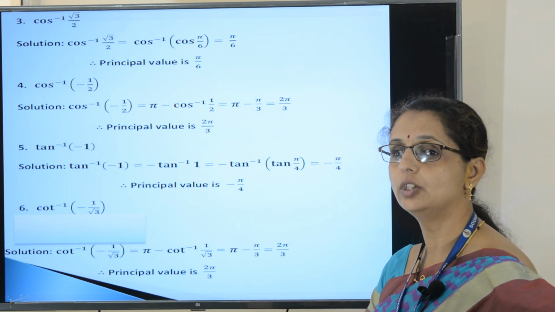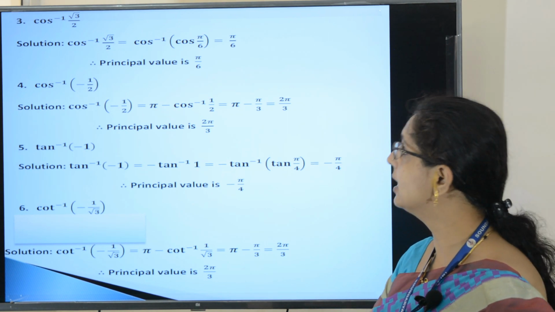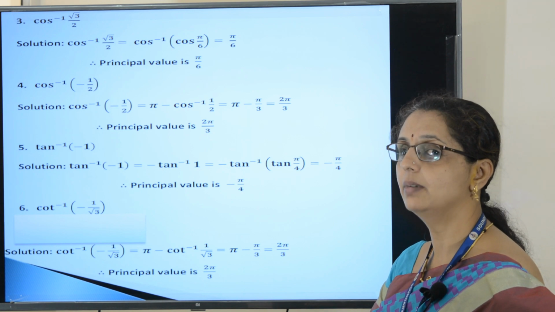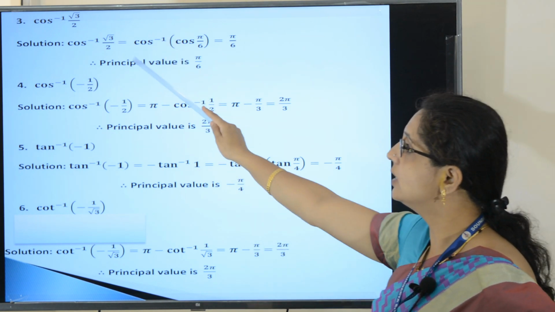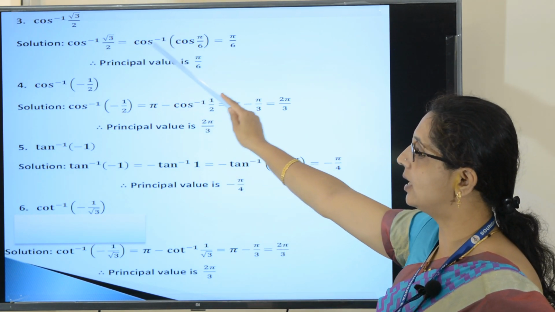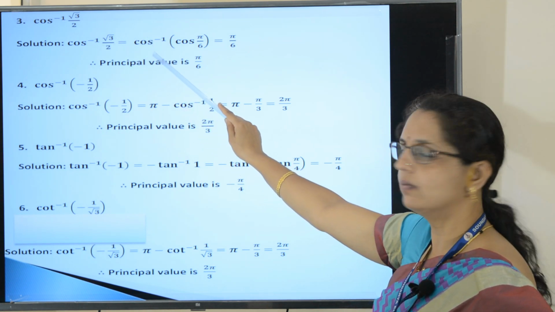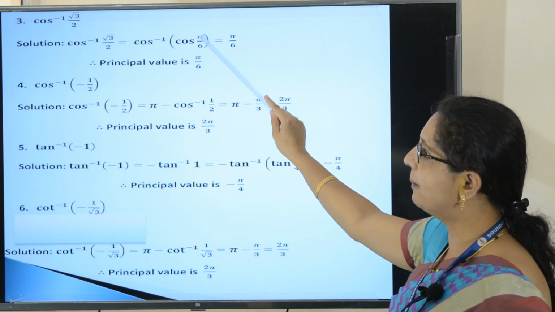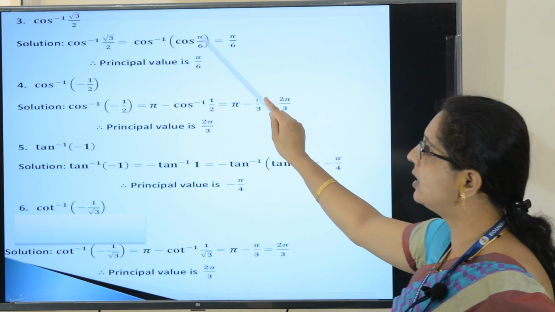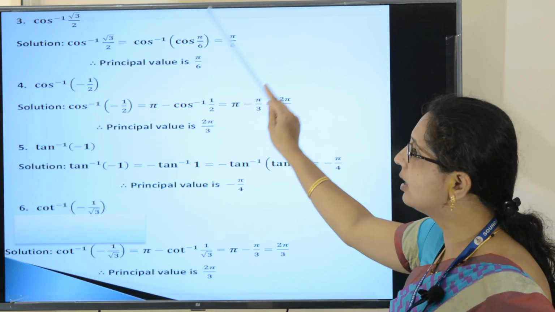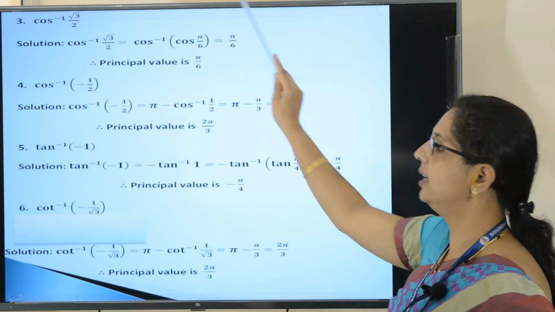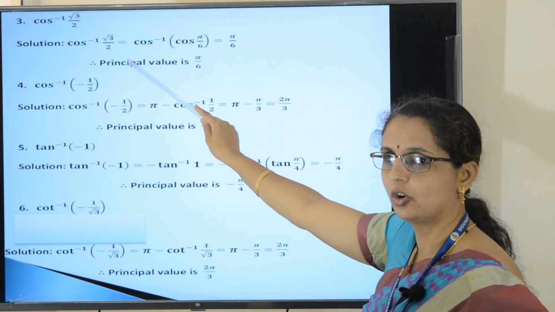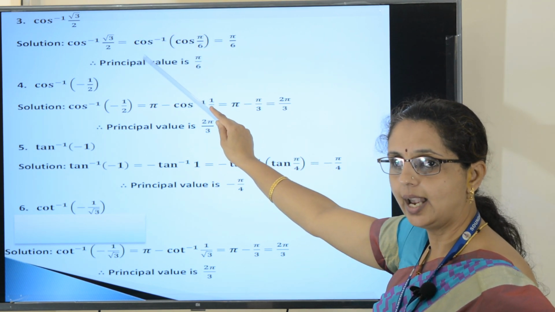Root 3 by 2 with cos gives us which angle? It gives us pi by 6, means 30 degree. Cos inverse of root 3 by 2 can be rewritten as, I have maintained this cos inverse as it is, observe students, and in a bracket root 3 by 2 I have written it as pi by 6. Recheck. Cos pi by 6 is root 3 by 2. Yes or no? I will repeat the first step once again.